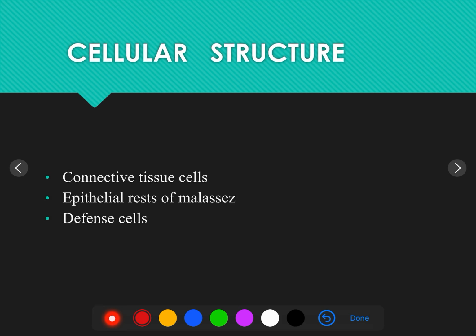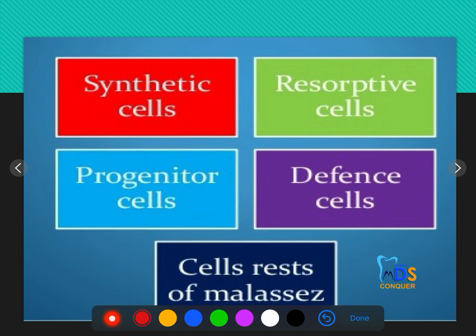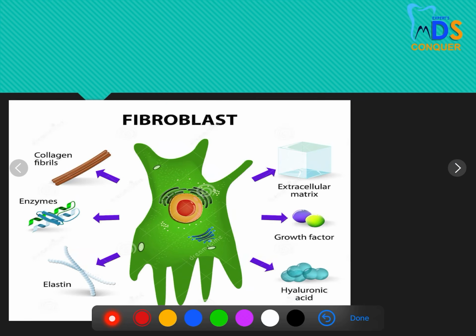Now cellular structures, very important. Cells you need to know: connective tissue cells, grossly, epithelial cell rests of Malassez, and defense cells. Now, a little deeper, connective tissue cells: when they form, they are formative, synthetic cells. If they are resorptive, they are resorptive cells. They have certain progenitor cells, defense cells and cell rests of Malassez. This is a little deeper classification.